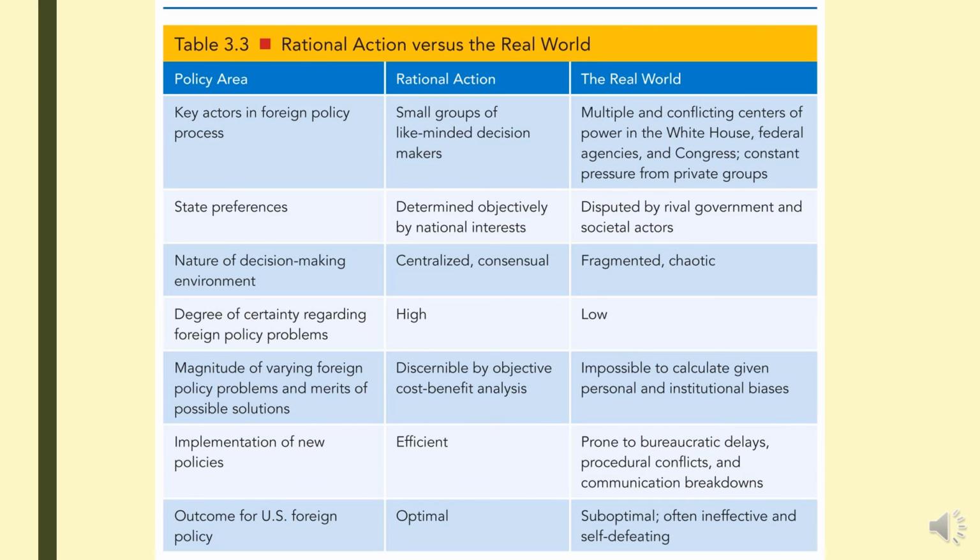The organizational process model talks about the influence of bureaucracies. The bureaucratic politics model talks about the influence of personality. And then in the final lecture of this section, we're going to talk about psychological barriers to rational decisions.